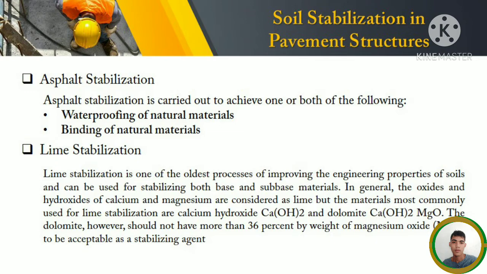The next type of stabilization is the asphalt stabilization. The asphalt stabilization is carried out to achieve one or both of the following. The first is the waterproofing of natural materials, in which asphalt stabilization aids in maintaining the water content at a required level by providing a membrane that impedes the penetration of water, thereby reducing the effect of any surface water that may enter the soil when it is used as a base course.